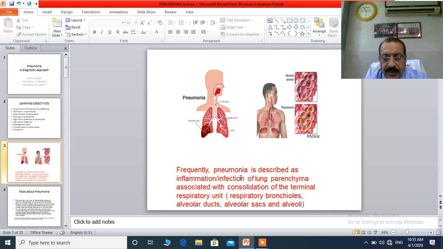As you all know, the gaseous exchange takes place at the level of alveoli. So in case of pneumonia, when there is infection and inflammation of the alveoli, there is exudation of fluid that collects in the alveoli, leading to consolidation of that part of the lungs. Hence there won't be any gaseous exchange at that level, leading to a mismatched perfusion ventilation ratio.